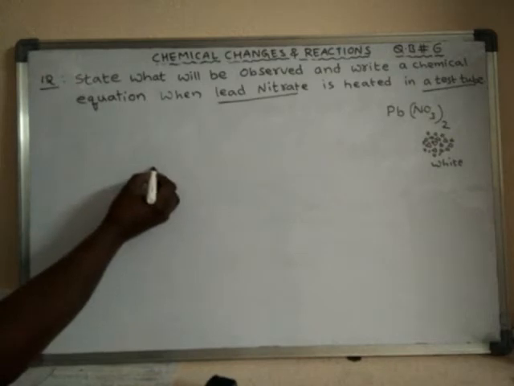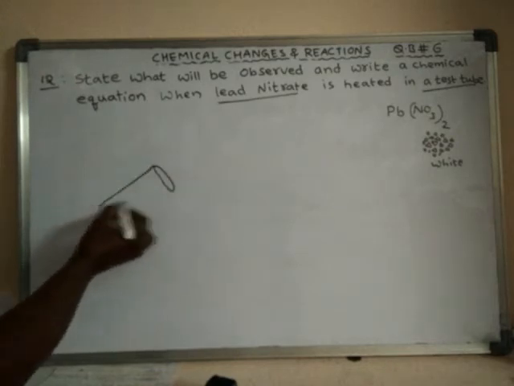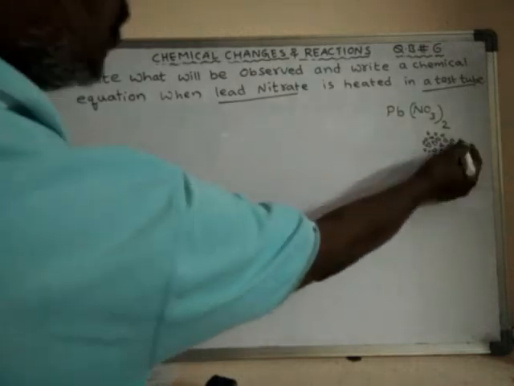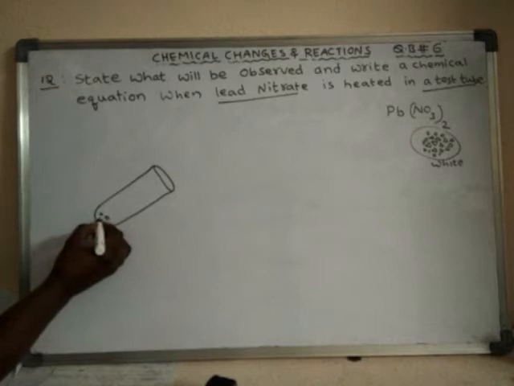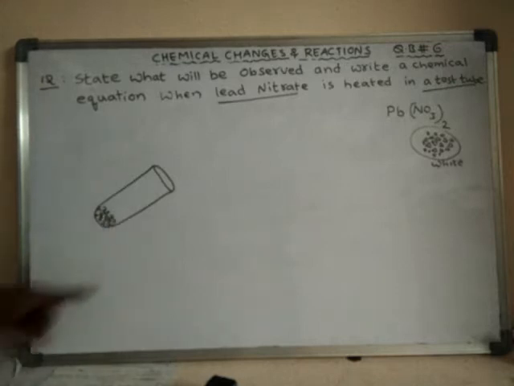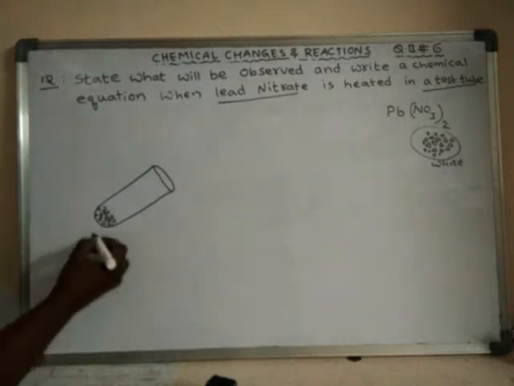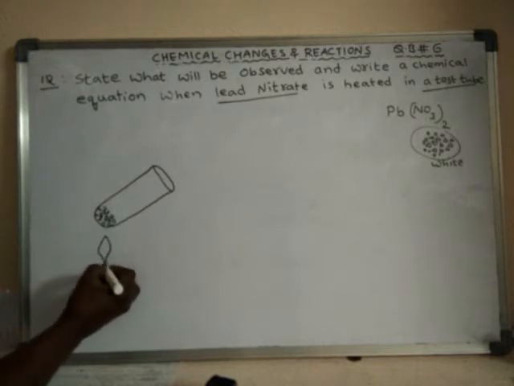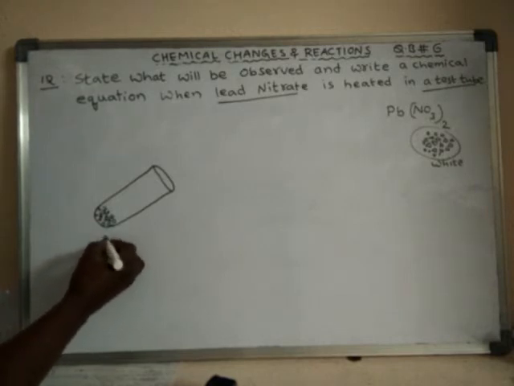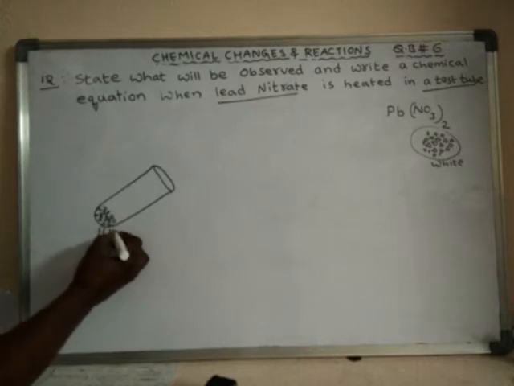I have taken a test tube. I have poured this lead nitrate, which is a white colored substance, into this one. After pouring lead nitrate into this one, then start heating it. So now this is heated.